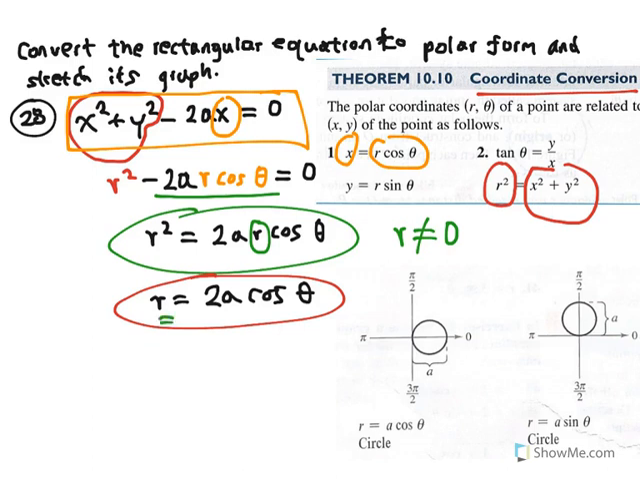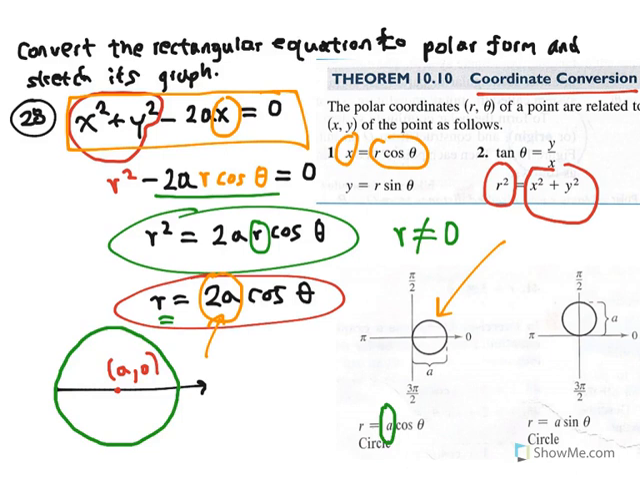You can see that our polar equation has the form r is equal to some constant times cosine theta. Our constant happens to be 2a. So we will have a circle oriented as you see here, and the diameter of our circle will be 2a, which means the radius will be a. These would be the coordinates of the circle in polar coordinates: a, 0. The radius of this particular circle is a, and the diameter is 2a.